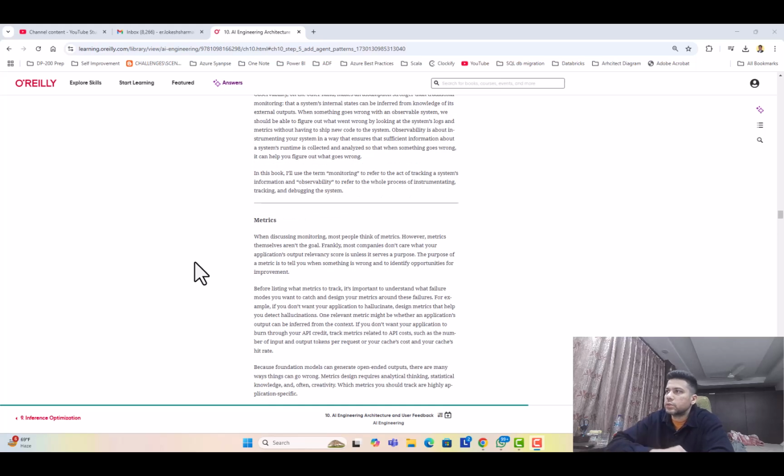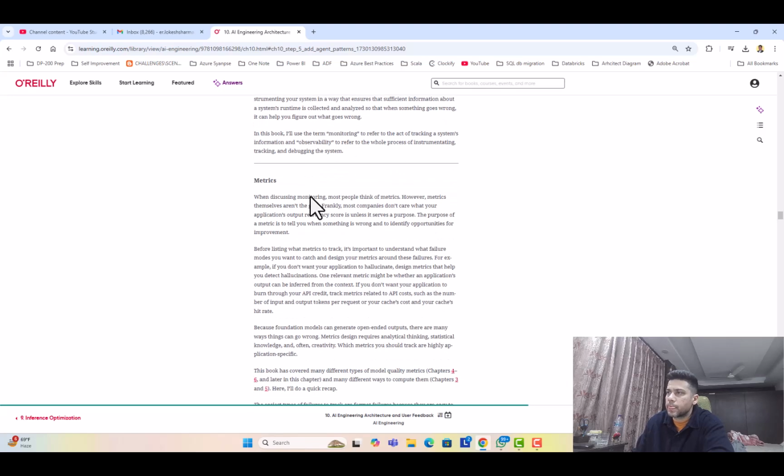In this book, I'll use the term monitoring to refer to the act of tracking a system, to refer to the whole process of instrumenting tracking. Okay, so this particular line explains all. I think monitoring is just a part of observability, which is like the process of instrumenting, tracking, and debugging the system. Very well.